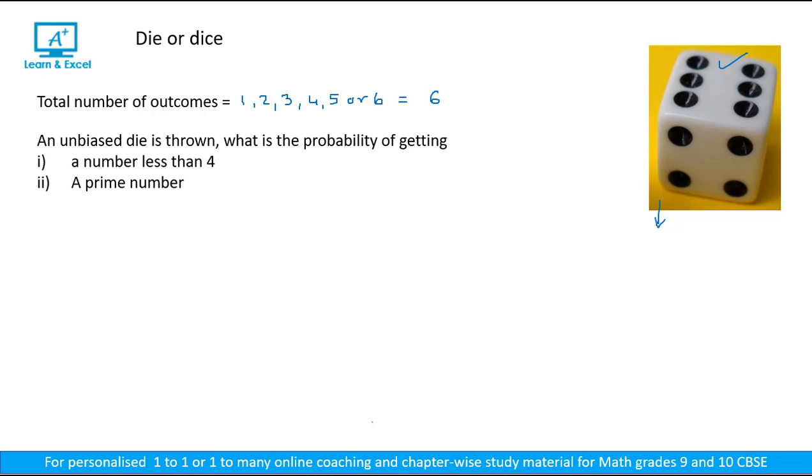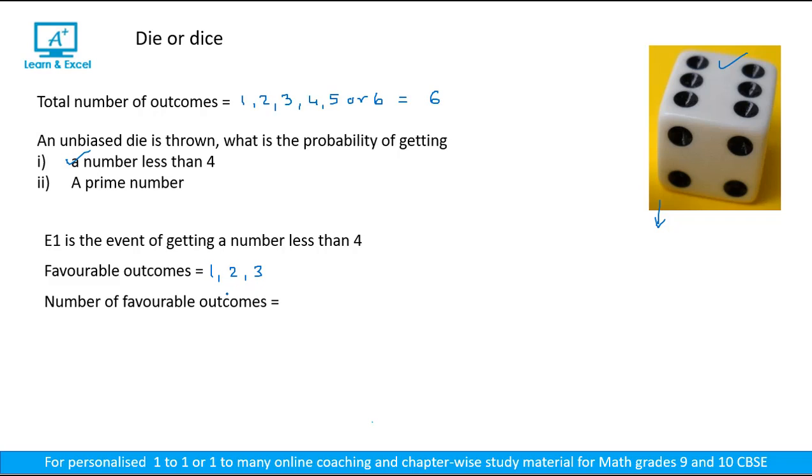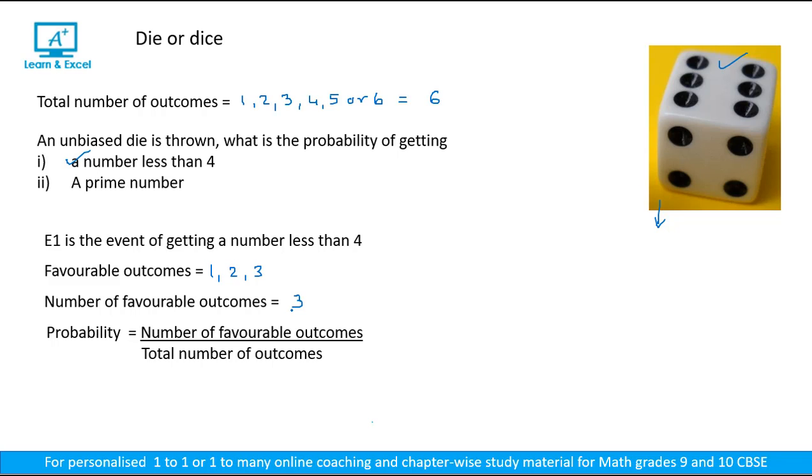Now let us solve this example where an unbiased die is thrown, and let us find the probability of getting a number less than 4. Let E1 be that event and find the favorable outcomes. To find the favorable outcomes, we look at all the outcomes, that is 1, 2, 3, 4, 5, 6. Here the numbers less than 4 will be 1, 2, or 3. So the number of favorable outcomes is 3. The total number of outcomes we already discussed is 6. The probability is equal to number of favorable outcomes upon total number of outcomes. So the probability of the event E1 happening is 3 by 6, which is equal to 1 upon 2.